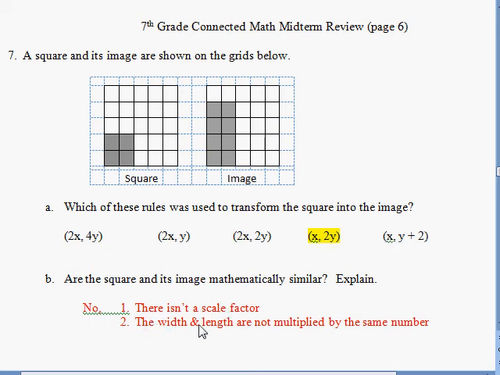Or you could say the width and the length are not multiplied by the same number. It's basically saying the same thing, that there isn't a scale factor, but this explanation will work as well. That's it for number 7 for the midterm review.